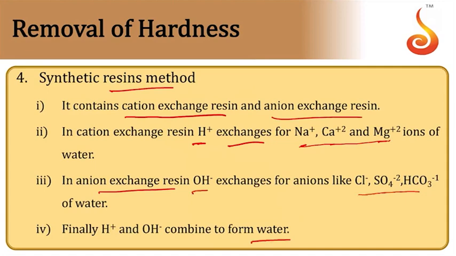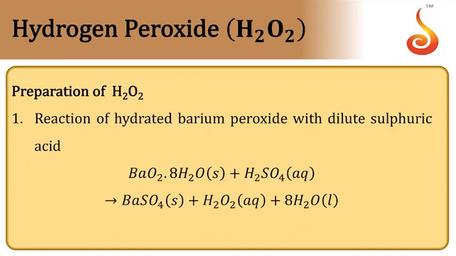So once again, the synthetic resin method contains cation exchange resin and anion exchange resin. When you pass water through cation exchange resin, all cations of hard water are removed. In that place you are going to get H+ ions. And when you pass hard water through anion exchange resin, all anions of hard water are removed. You are going to get OH- ions from that. These two in turn will combine to form water molecule. Thereby we are going to get deionized water, means without any ions.